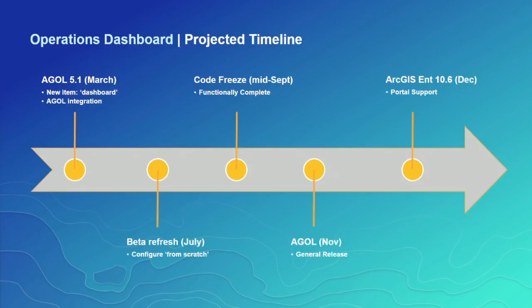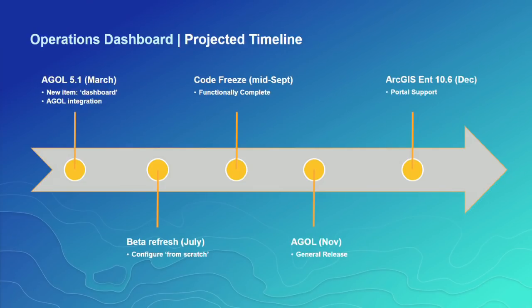Here's our timeline. We released the dashboard item in March. We're doing our beta refresh, hopefully by the end of the month. Things are looking good so far. That'll be part of ArcGIS Online only. We're looking to go into code freeze in the September timeframe so that we can release with the November release of the ArcGIS Online platform.